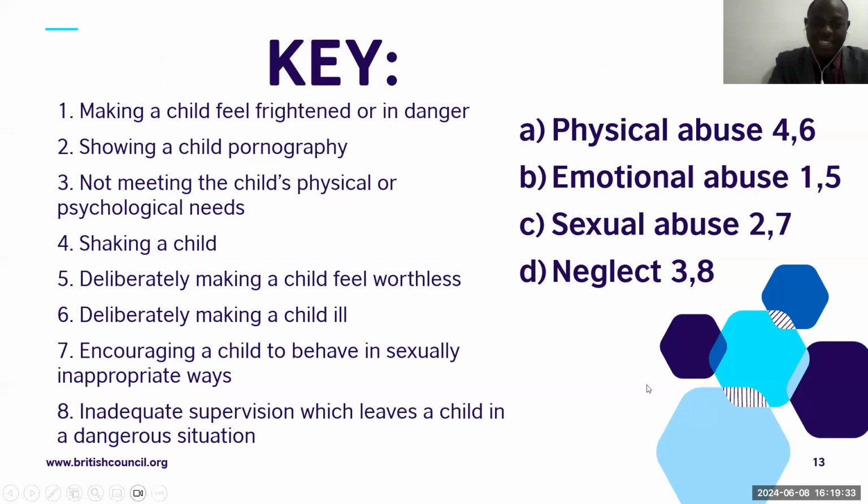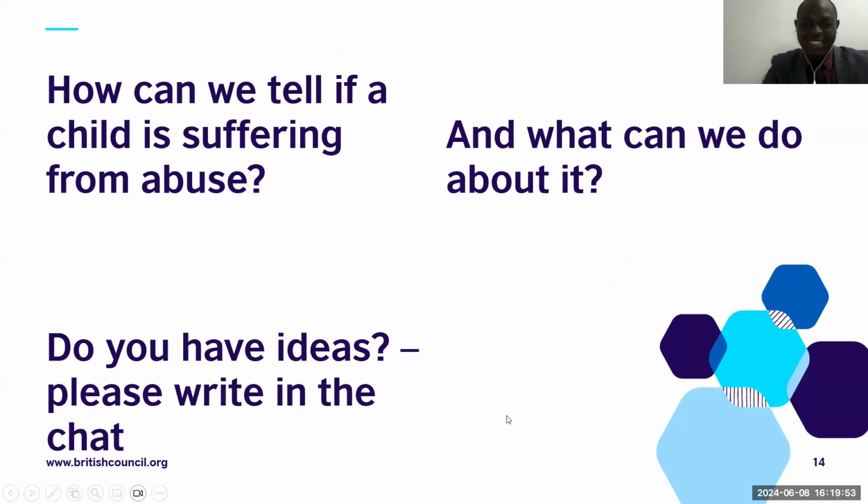This is a key summary of the exercise we just did. Physical abuse, we have 4 and 6. Emotional abuse, we have 1 and 5. Sexual abuse, we have 2 and 7. And neglect, we have 3 and 8. Next slide.